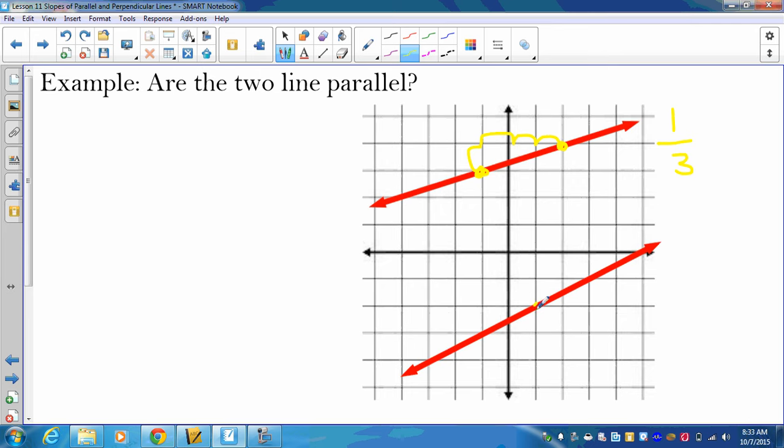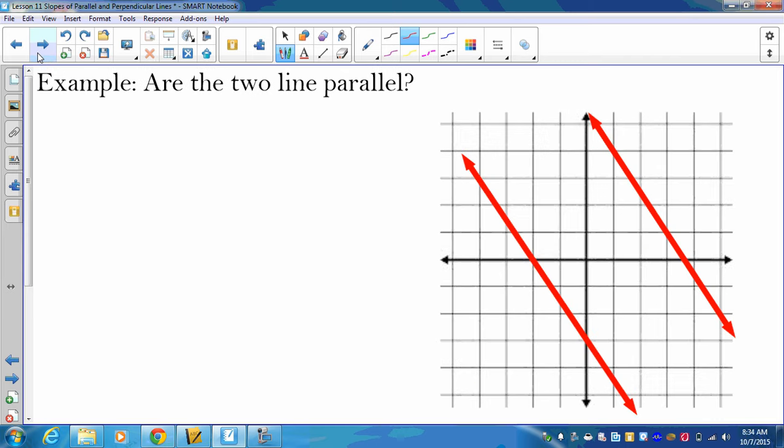Do the same thing here. I'll take that point and that point. I'm going up 1, to the right 2. So the slope of this line is 1/2. So you can see that these slopes are not equal, so they are not parallel. So go ahead and pause here and let me know if you think these two lines are parallel or not.